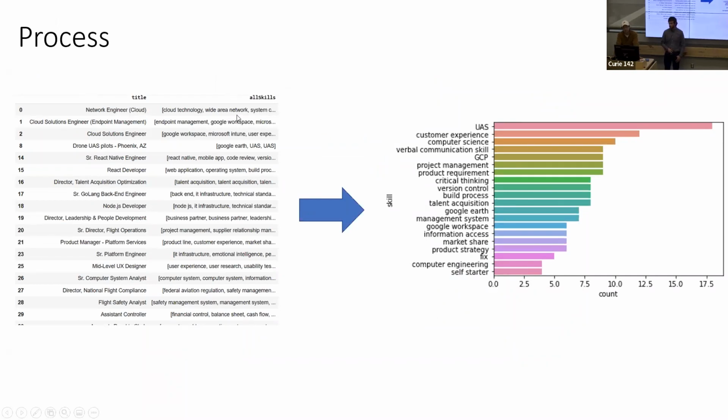which we can go through and count all these skills so we can visualize the top skills that are coming from the job listing. So in this case, we can see the top skills for the DroneUp company: UAS, customer service, and computer science, etc.